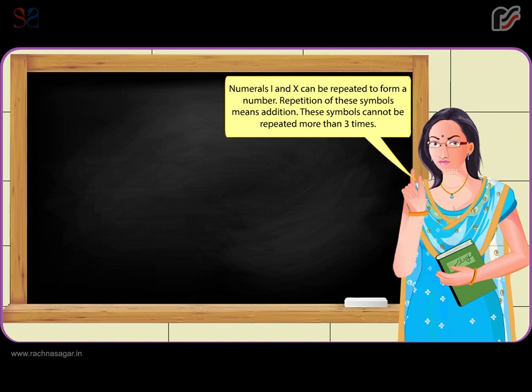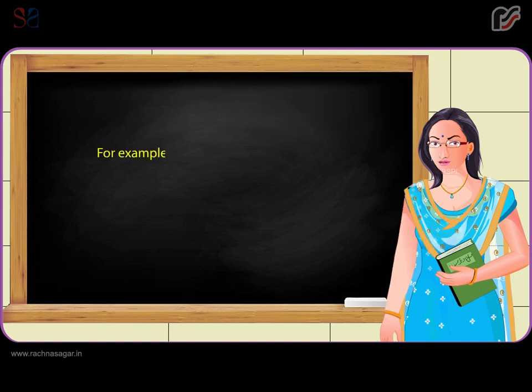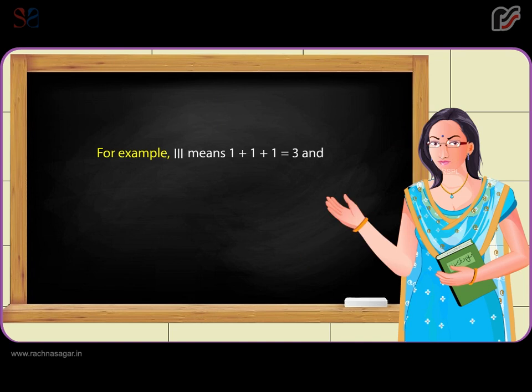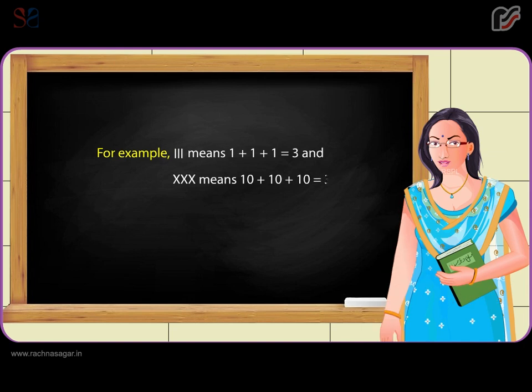Numerals I and X can be repeated to form a number. Repetition of these symbols means addition. These symbols cannot be repeated more than 3 times. For example, 3 times I means 1 plus 1 plus 1 is equal to 3. And 3 times X means 10 plus 10 plus 10 is equal to 30.